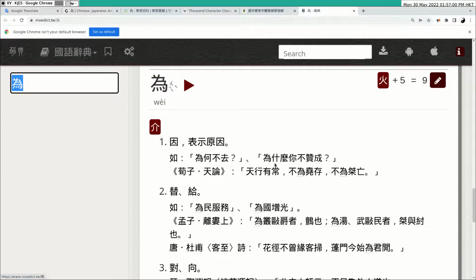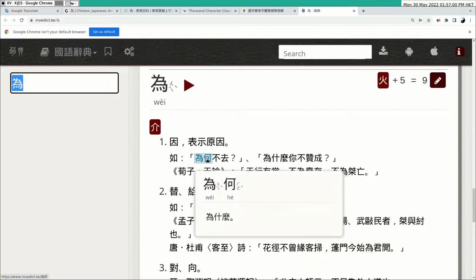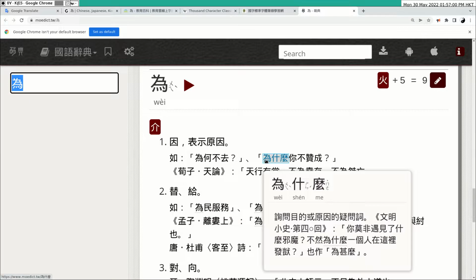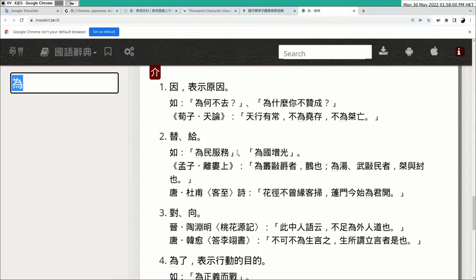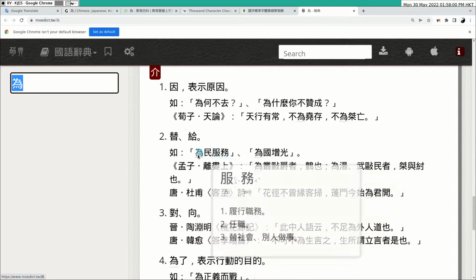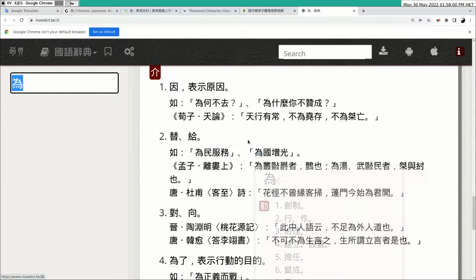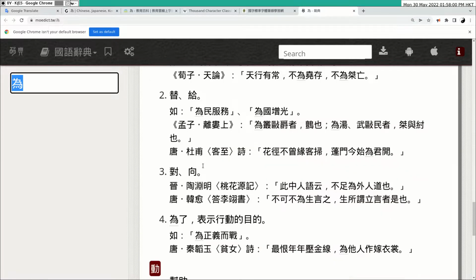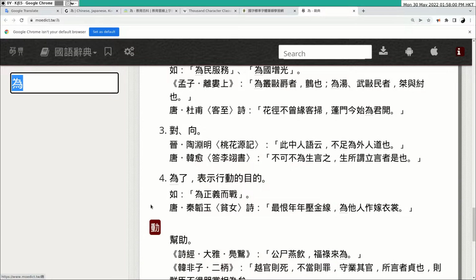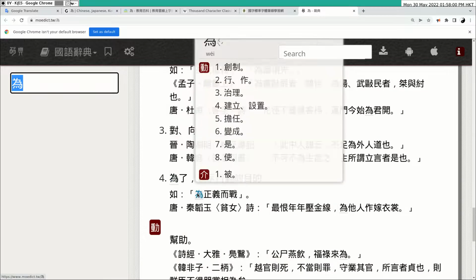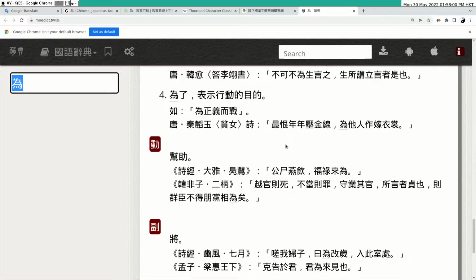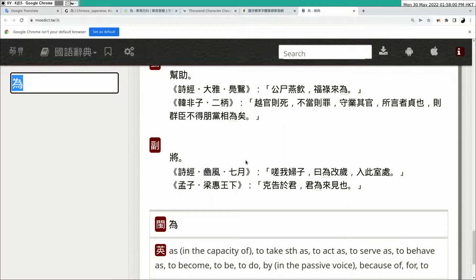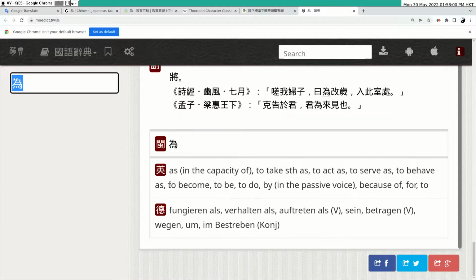为什么? 为何不去? Why you don't come? 为什么你不赞成? Why you don't agree with that? Or 为民服务, 为国争光. It's for somebody, okay? Or to somebody. Well, because 为了争于而战, 为 for something. Also mean helping. There are too many, I would say. So this is basically, in a nutshell, in English, it means "as."